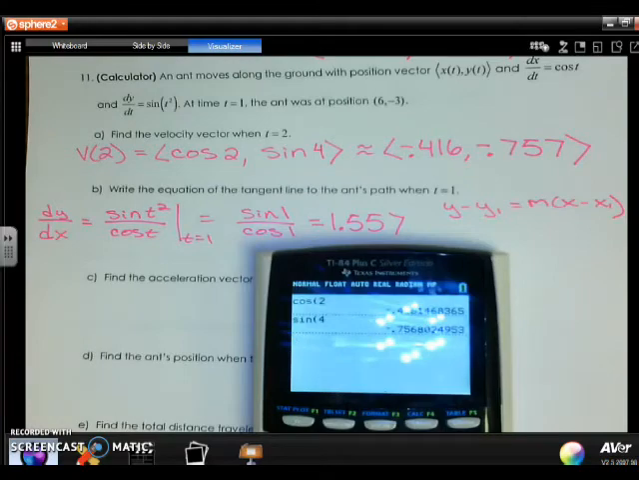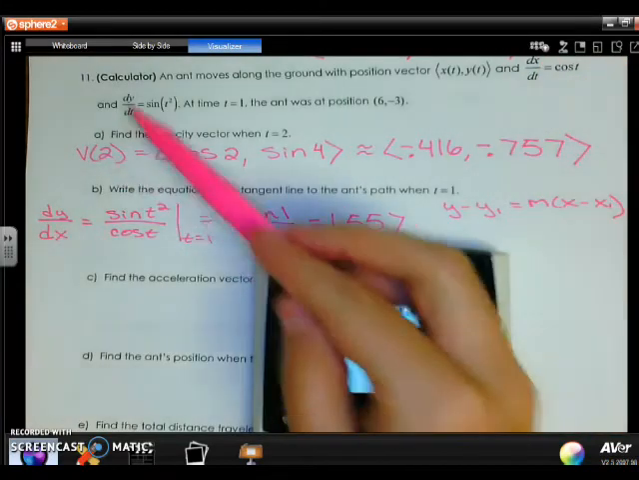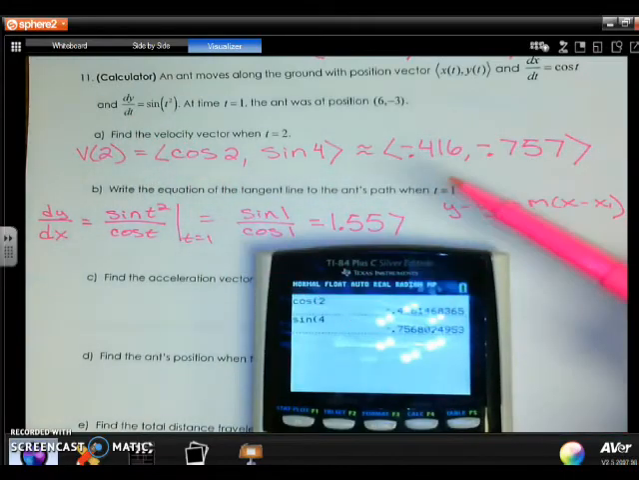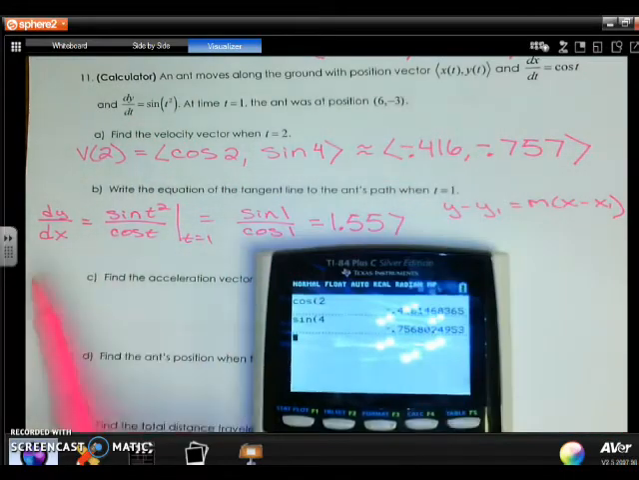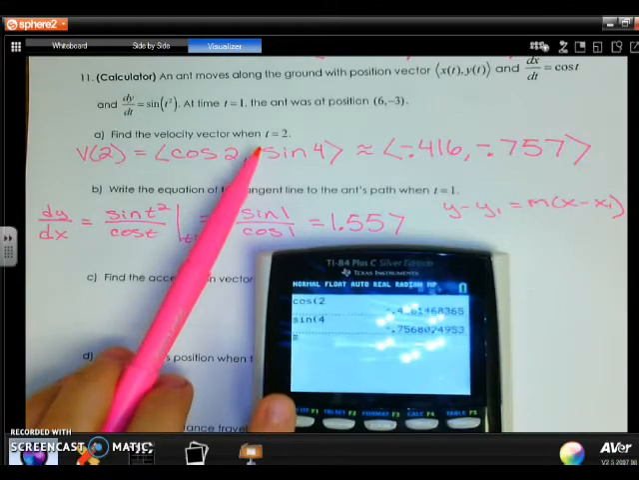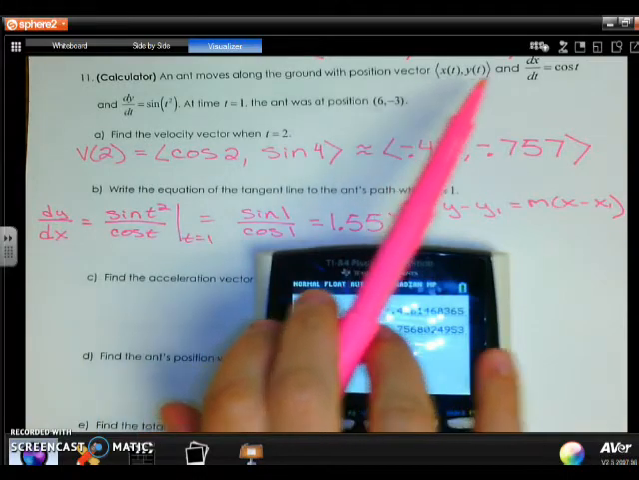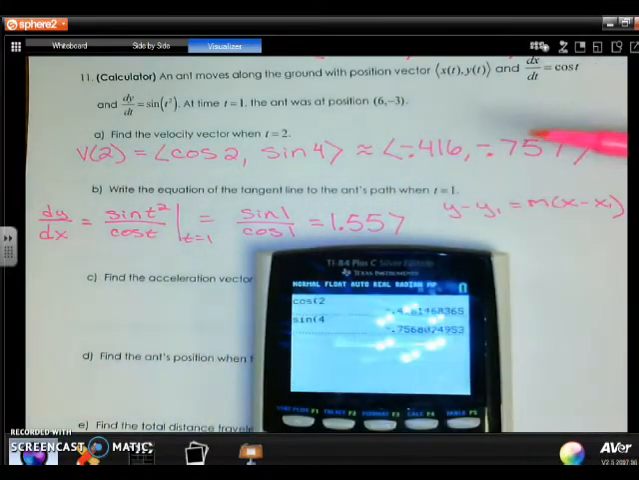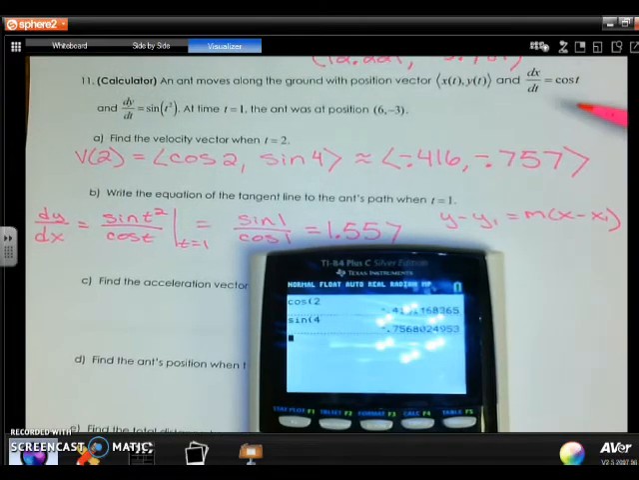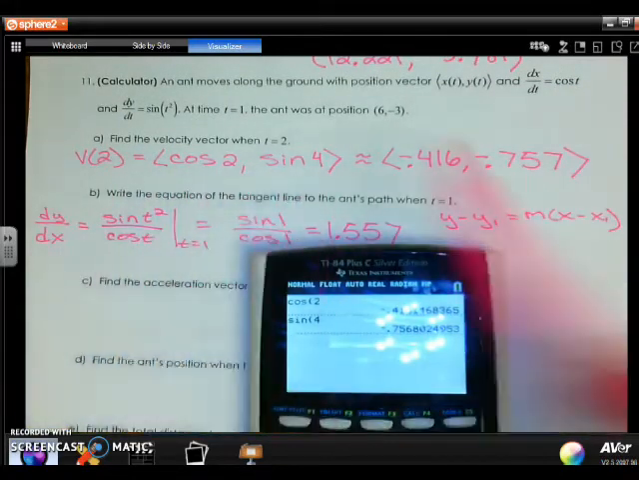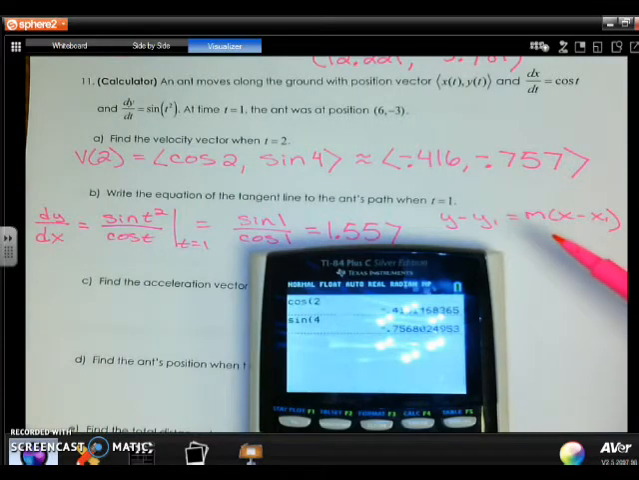Okay, for the next problem, we're given our derivative of x here and our dy/dt here, and we're given our initial position. It's asking us to find the velocity when t equals 2. Well, the velocity at 2, all we need to do, velocity means you have to plug into the derivative of position. Well, they gave me the derivative of position. So this is a tricky way of them kind of giving us that velocity. So I just need to plug in, well, cosine of 2, sine of 4, plug that into your calculator, making sure you're in radian mode, and you get there.